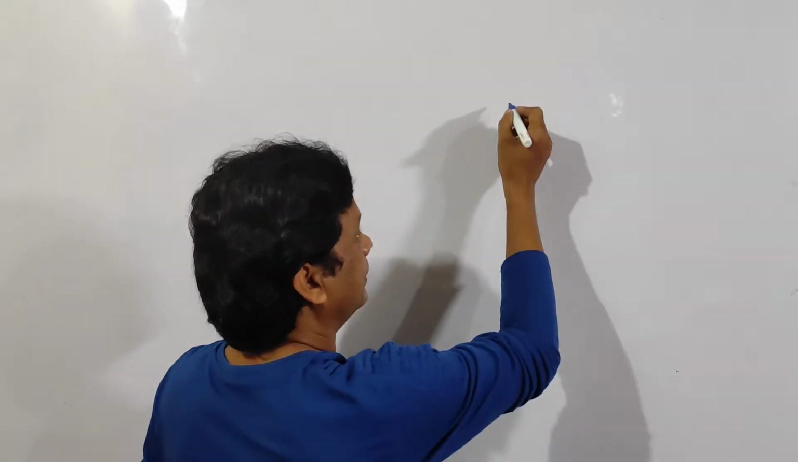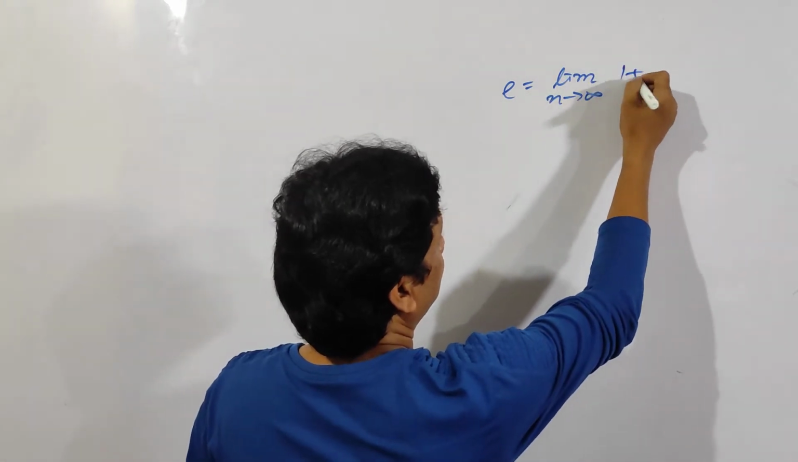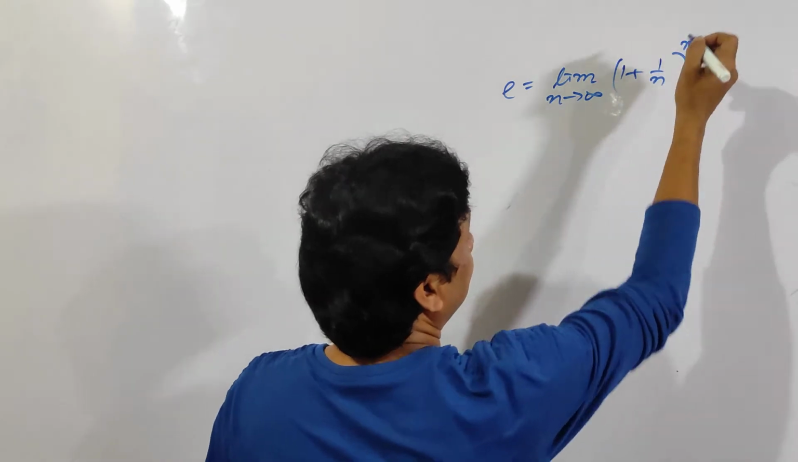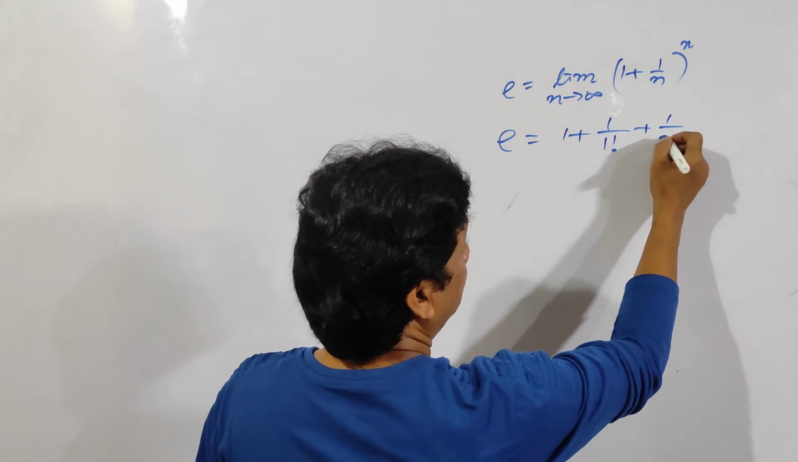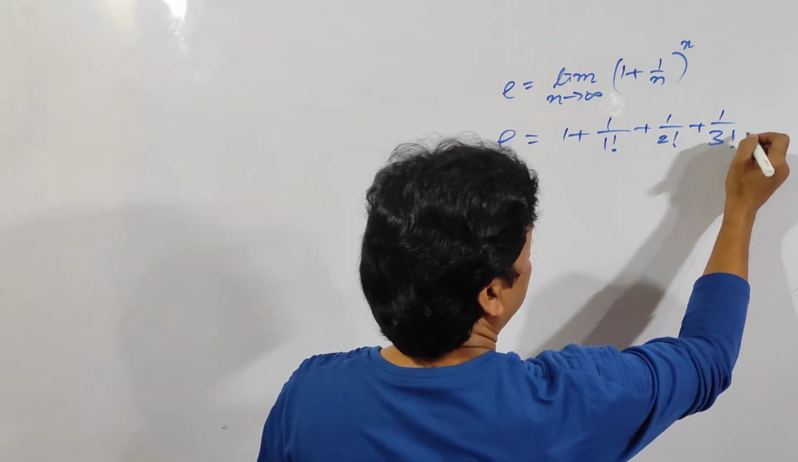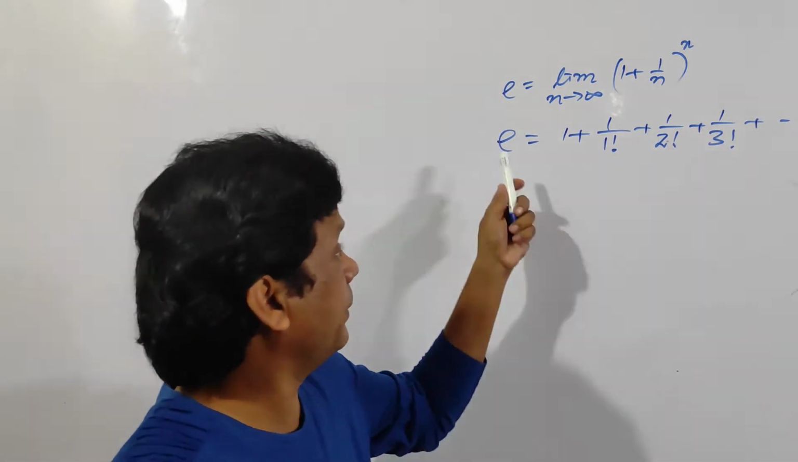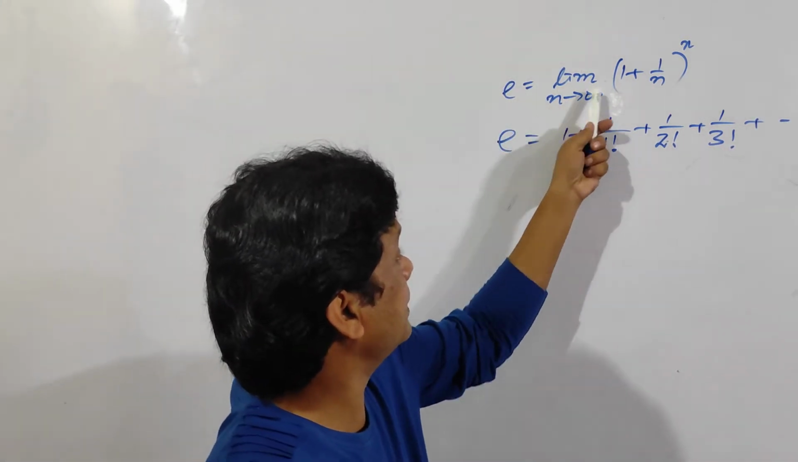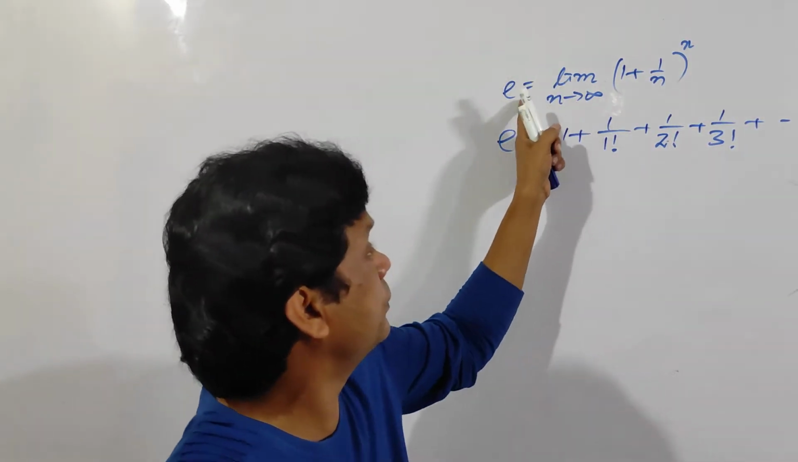So in my previous video I have told you the value of e is the limit as n tends to infinity of (1 plus 1 by n) to the power n. And also I have told you e is equal to 1 plus 1 by factorial 1 plus 1 by factorial 2 plus 1 by factorial 3 and so on. This is an infinite series. This is the value of e, and e can be written as the limit as n tends to infinity of (1 plus 1 by n) to the power n. And in my previous video I have proved this one.